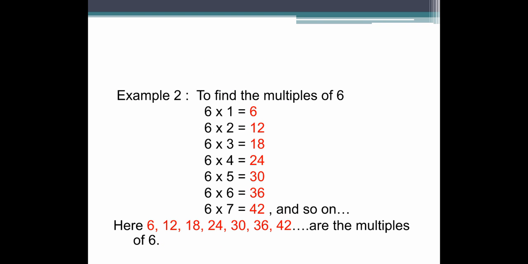Now if you have to find the multiples of 6, what you have to do? You have to multiply 6 with 1, 2, 3, 4, 5, 6, 7, 8, and so on. So 6 times 1 is 6. 6 times 2 is 12. 6 times 3 is 18. 6 times 4 is 24. 6 times 5 is 30. And so on. So here 6, 12, 18, 24, 30, 36, 42, etc. are the multiples of 6. So this is how you find the multiples of a number.